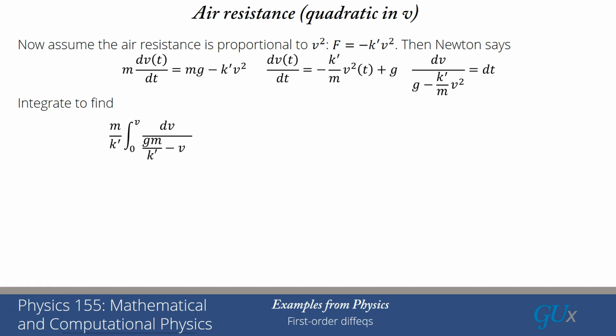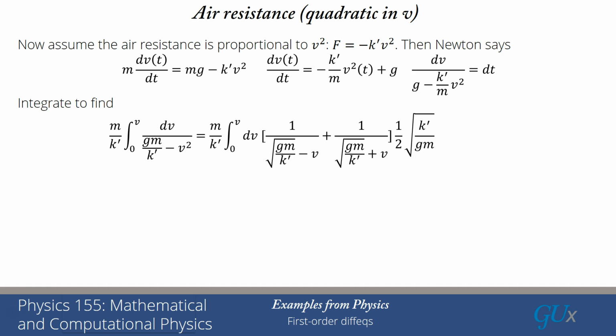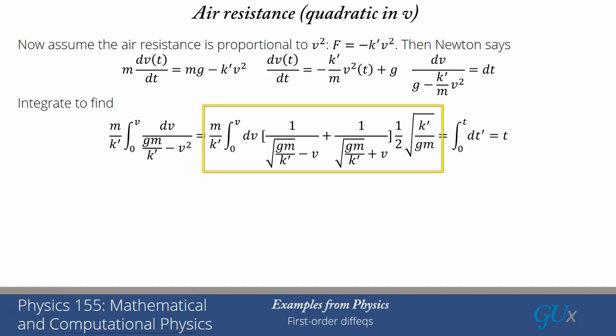So I'm going to first factor out an m over k prime. I'm going to write this as an integral from 0 to v dv over gm over k prime minus v squared. Now I'm going to expand that in partial fractions. I still have my m over k prime term, the integral 0 to v dv, and then I can write it as 1 over the square root of gm over k prime minus v plus 1 over the square root of gm over k prime plus v. But in doing so, I generate a term in the numerator that is 2 times that square root. So I have to multiply by 1/2 times the reciprocal of that square root, which is k prime over gm. Please check very carefully that you get the same result if you work this out.